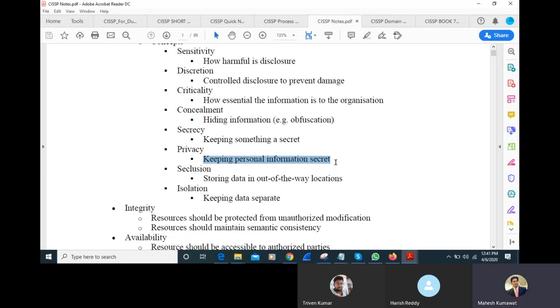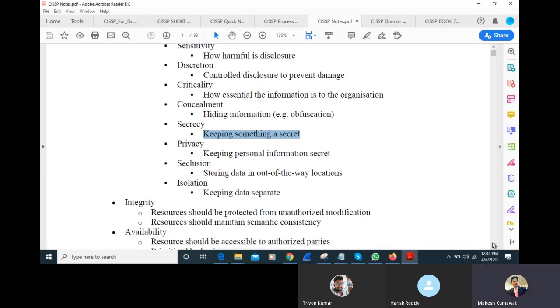On secrecy, what about the security? Secrecy of the information: if you have to keep your data secret, how can you do that? With IDS and IPS, and you can also use encryption, an encryption method.